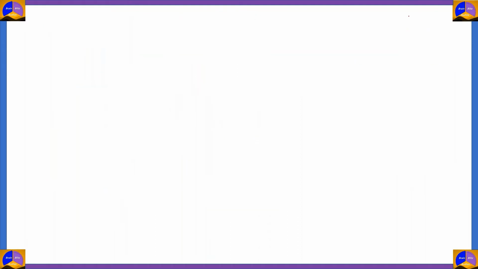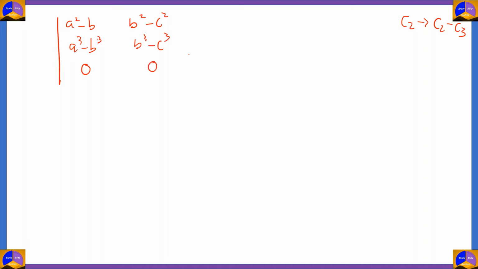Similarly, we'll take C2 as C2 minus C3. So C2 changes to C2 minus C3. What happens next? A square minus B square, A cube minus B cube, 0, already present. Now B square minus C square, and then B cube minus C cube, and then 0. Then C square, C cube, and 1.